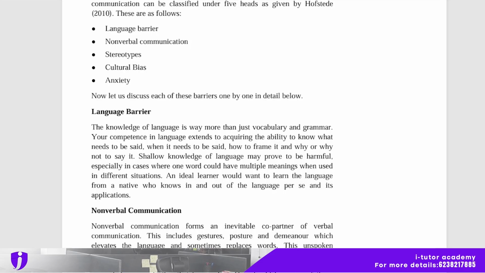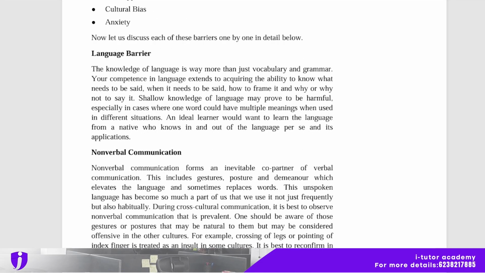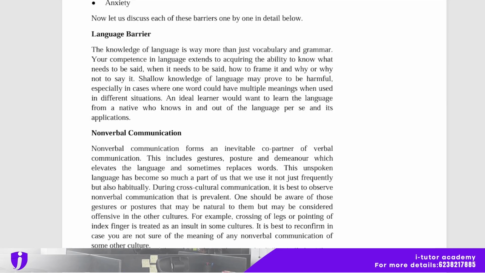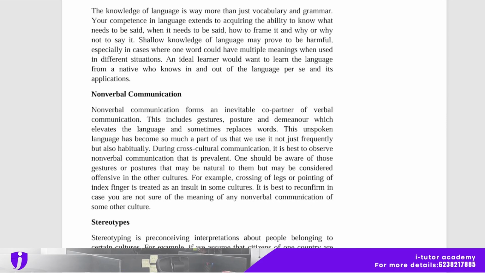And non-verbal communication: the non-verbal communication forms an inevitable co-partner of verbal communication. This includes gestures, posture, and demeanor, which elevate the language and sometimes replace words. This unspoken language has become so much a part of us that we use it not just frequently but also habitually. During cross-cultural communication, it is best to observe the nonverbal communication that is prevalent. One should be aware of those gestures or postures that may be natural to them but may be considered offensive in other cultures.